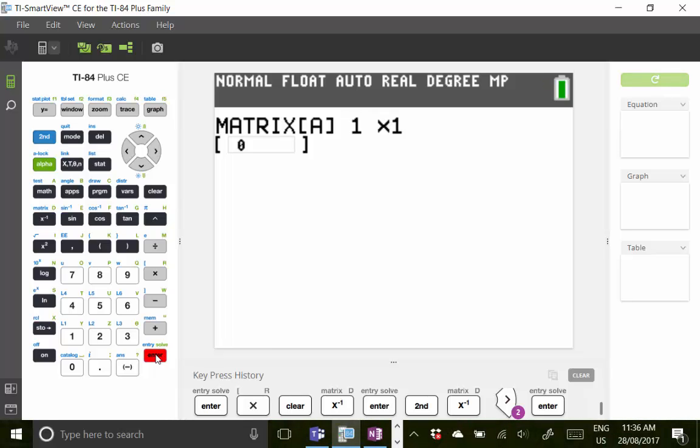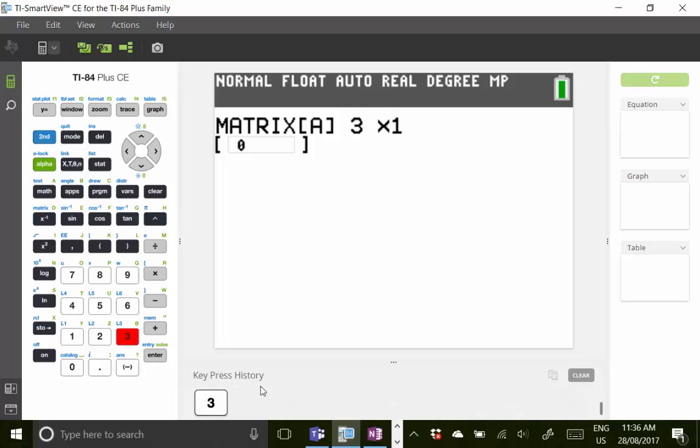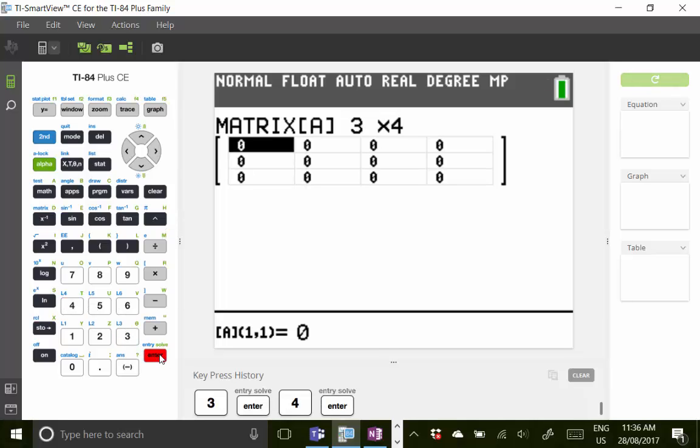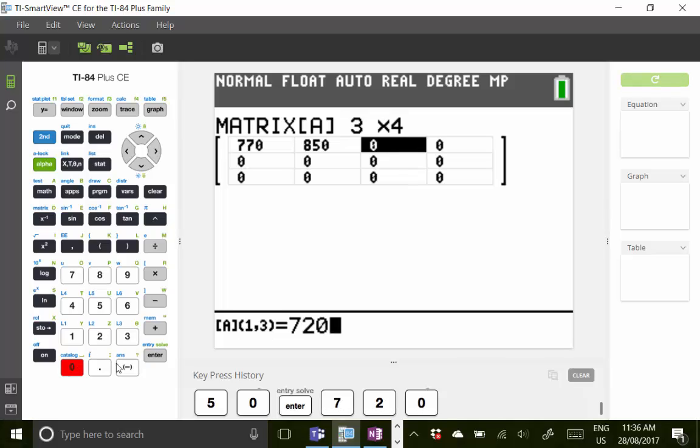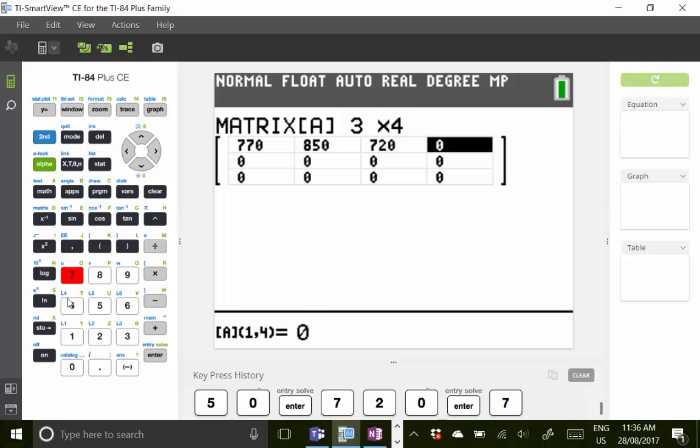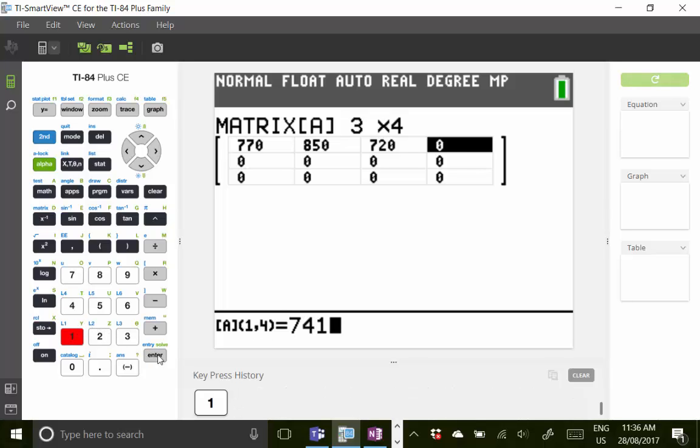So that was a 3x4 matrix. So we're going to go 3, enter, and 4, enter. And now we can just write the numbers in. So that was 770, and it works its way across. So we're going to go 850, and then 720, and 741. So all the papers that we sell.